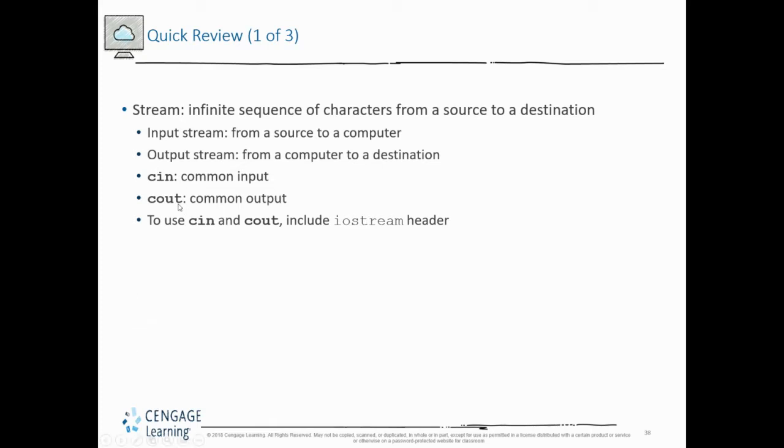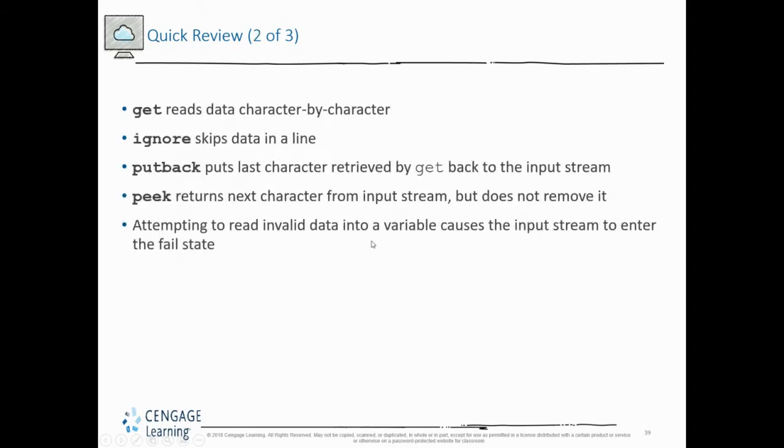We know cin is common input. We know cout is common output. To use cin and cout, we know we have the iostream header. We know get reads data character by character. It's one character at a time. We know the ignore function skips data in a line. We know putback puts back the last character retrieved by get into the input stream. And we know peek returns the next character, but it doesn't remove it. It's just letting us preview it.